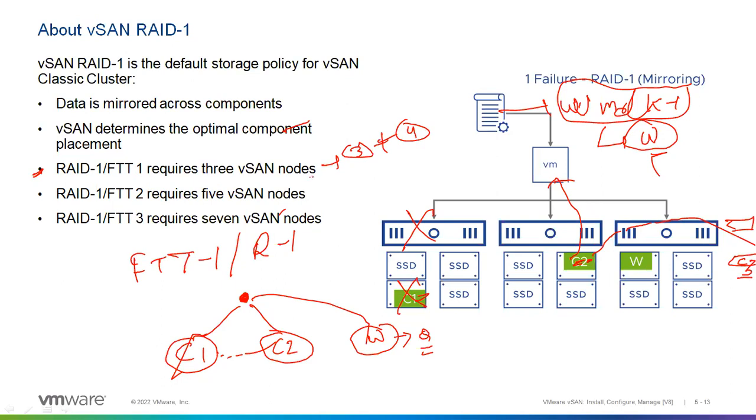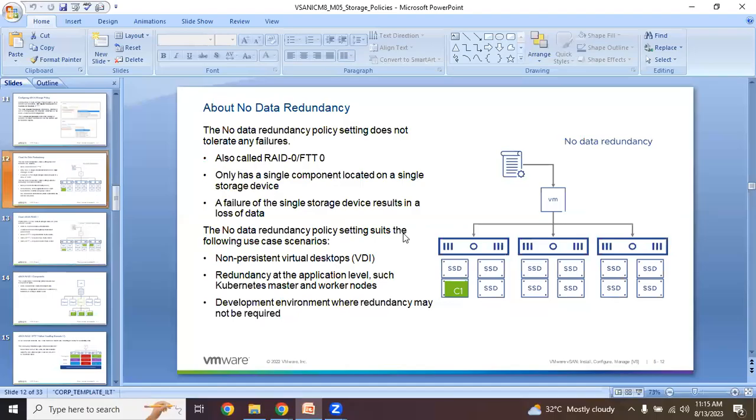Are we clear on this? Yes, sir. Okay. Yes, sir. But still, we have that warning symbol, right? So if we add a fourth node also, we'll still have one warning symbol, right?